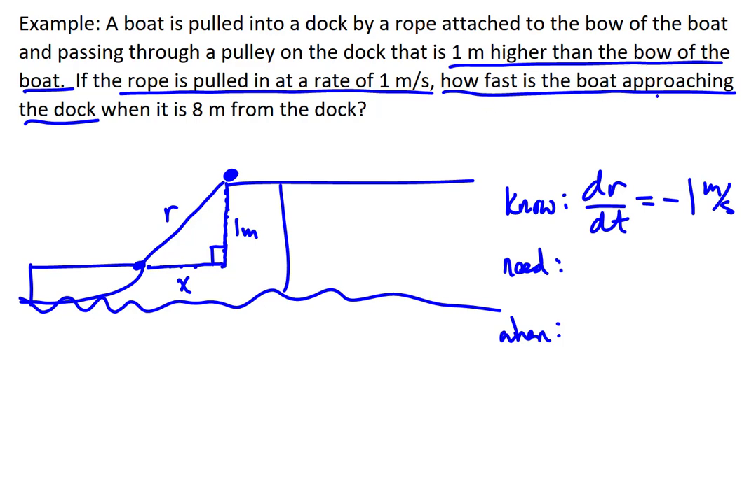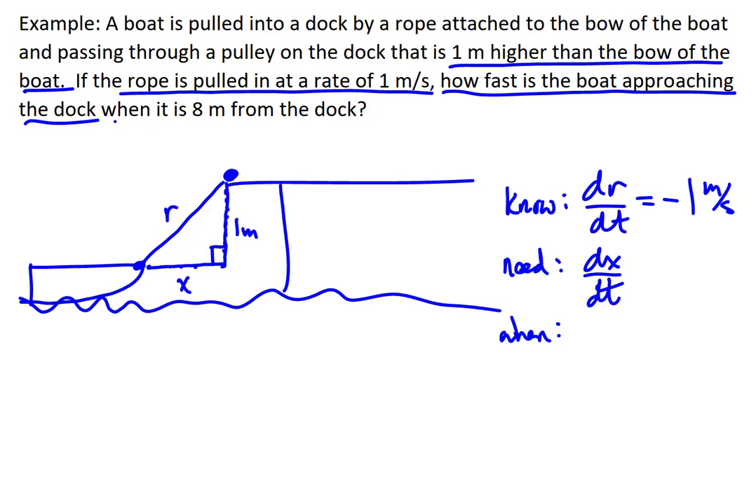Now what we need is how fast is the boat approaching the dock. That would be where this x variable is that we've already used. So we need dx/dt. And related to what we just said about the rope getting shorter and having a negative rate, we are going to probably expect a negative answer for this because x is decreasing. It's getting shorter. The distance between the boat and the dock is decreasing. So we're expecting a negative dx/dt for our answer.